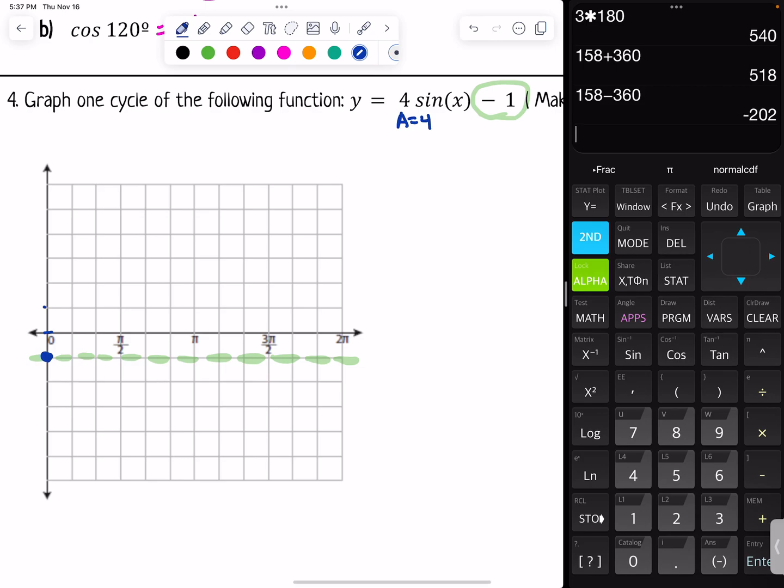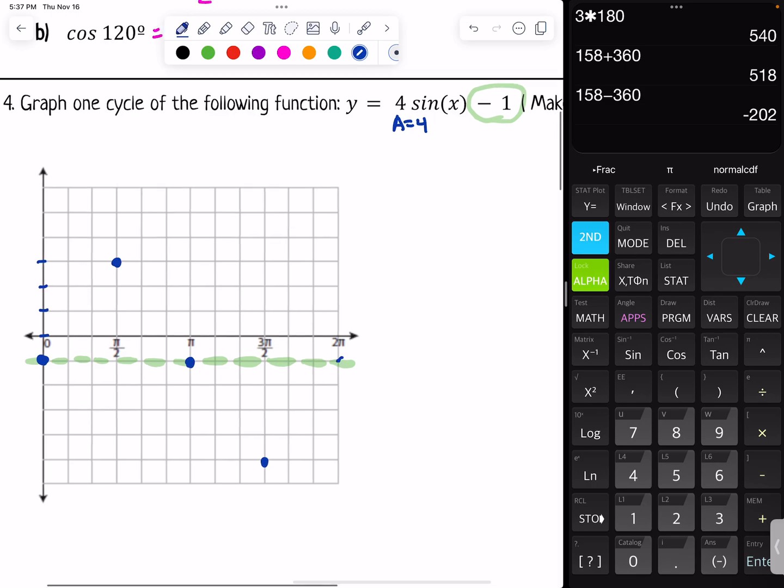So that means from this new starting point, I need to go up 4. So 1, 2, 3, 4. So for that next main point, I need to be up 4 from the midline. And then for the next point, I need to come back down to the midline. So at pi, I'm going to be at negative 1. And then from the midline, I need to go down 1, 2, 3, 4. And then for the last point, I just need to come up to the midline. Whoops, I went a little too far. Just to the midline, because that's like your new x-axis in a way. So then I get this nice looking graph of sine.